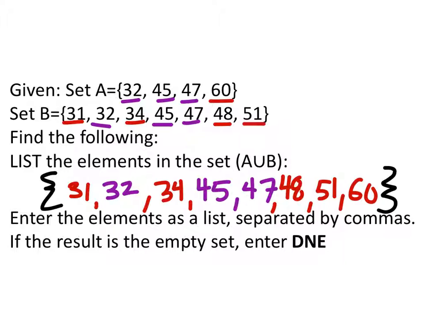So I see I've marked off all the numbers, including the repeats, which I don't have to list more than once. And this would be the answer for that. Now keep in mind, if for some reason you list these more than once on a test, then I do have to mark it wrong.